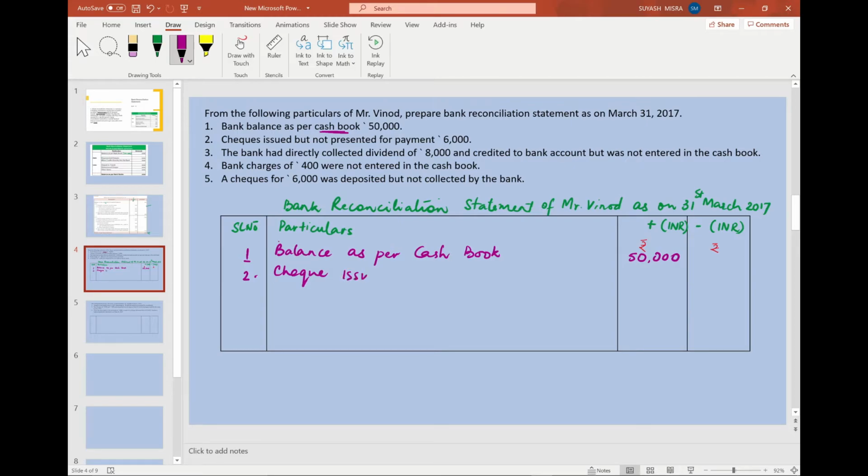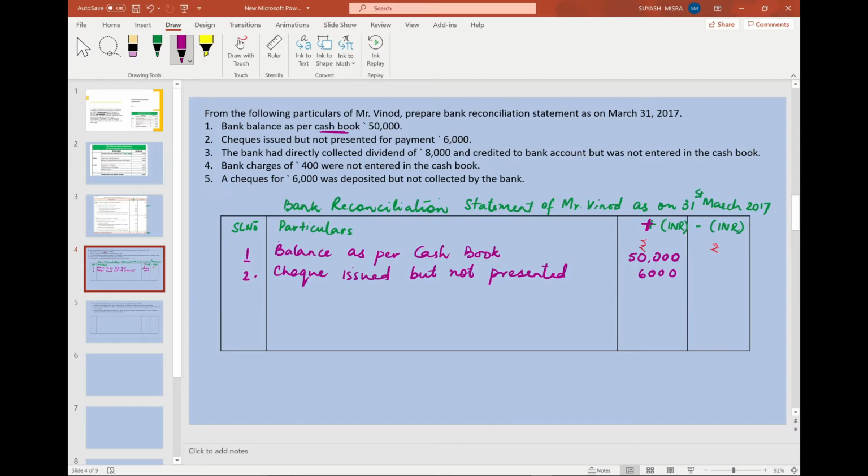Check issued but not presented. And here the amount is 6,000. Because I'm going to add it up, so I'm going to write in this column of addition. Next, so you can just say, if you want, you can write here add.